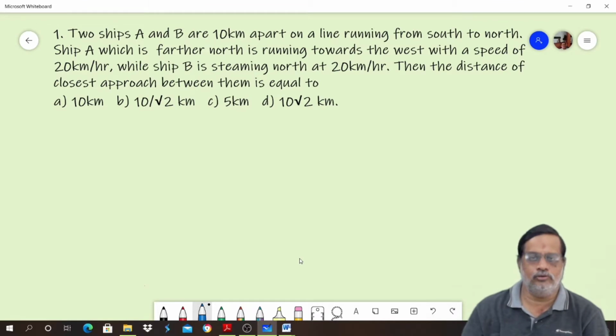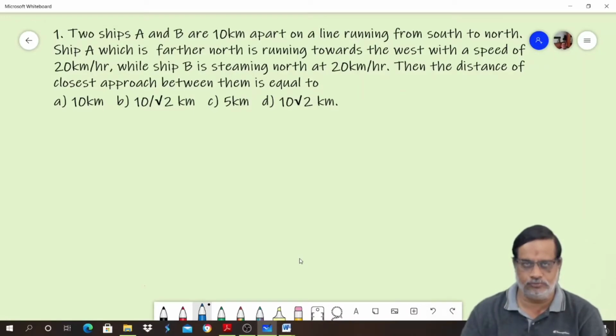Today we are going to do two problems from the chapter Motion Along a Straight Line, and both of these problems are based on the concept of relative motion. These types of questions usually appear in the NEET exam, so let us do them.